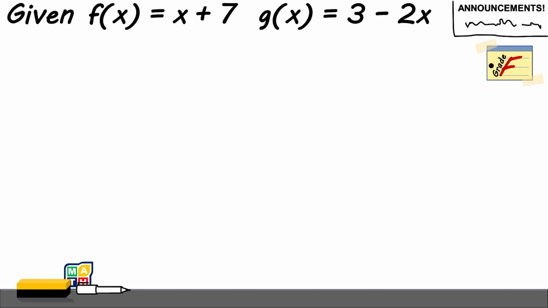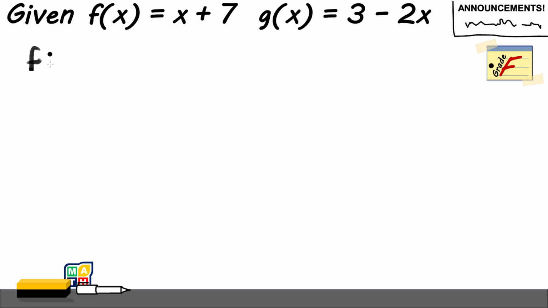Now let's consider these two functions. The function f of x is equal to x plus 7, and we have g of x, which is equal to 3 minus 2x. Here, we are going to illustrate how we solve the sum and difference of these two functions.